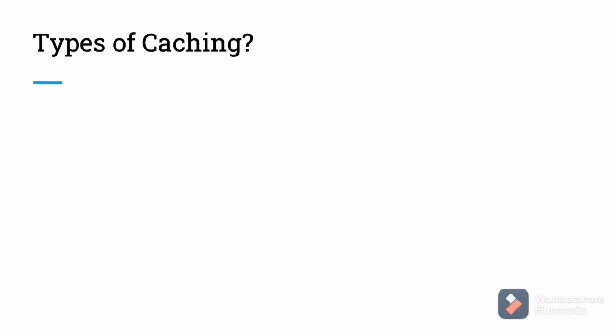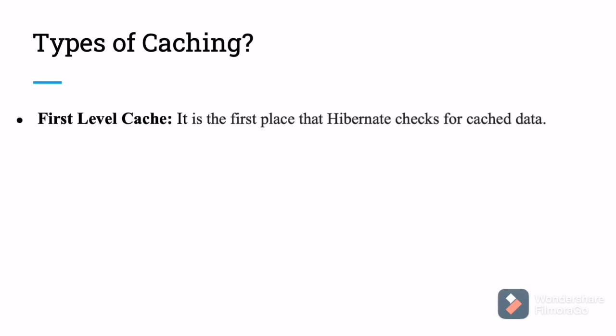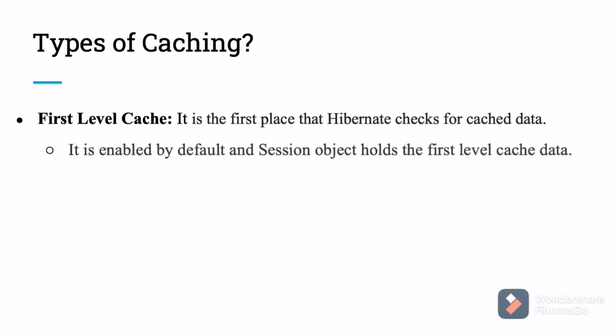Types of caching. First level cache. It is the first place that Hibernate checks for cached data. And the main thing is, it is enabled by default in Hibernate, since performance will be improved. And where will it be? The session object will hold that. This will not be available to the entire application.